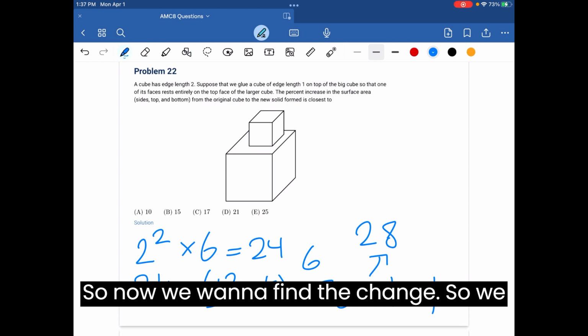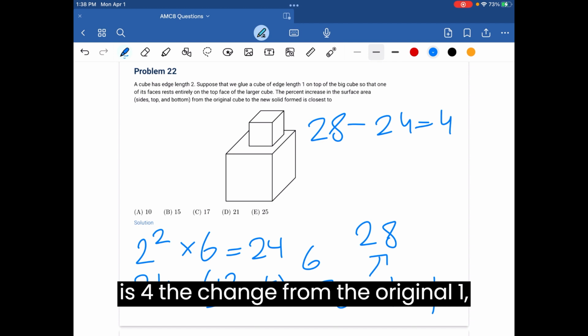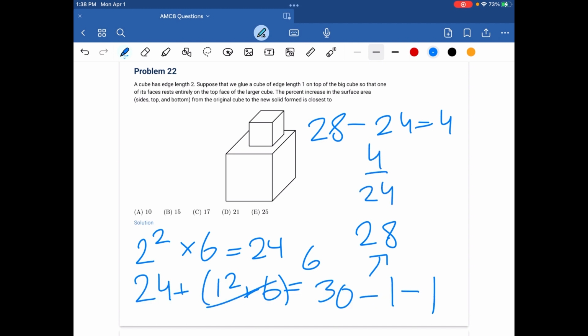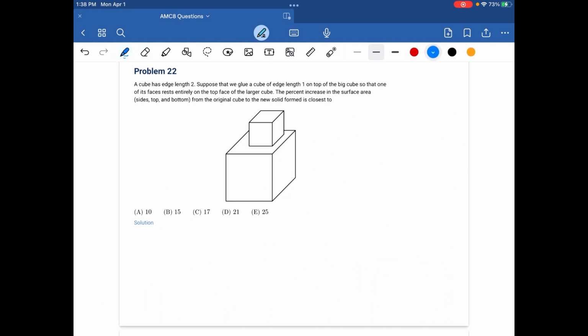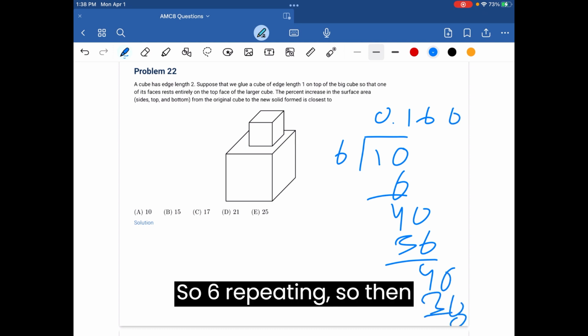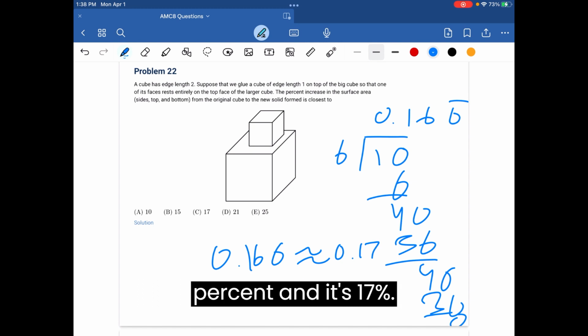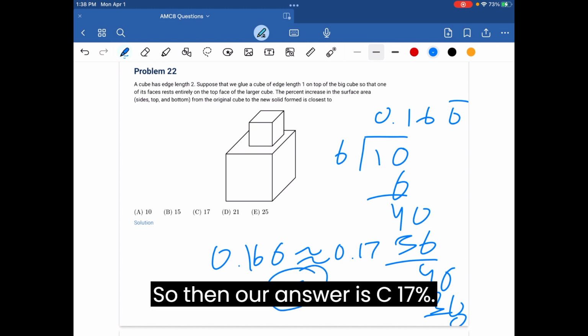So now we want to find the change. So we do 28 minus 24, which is 4. The change from the original one, so 4 over 24, which is 1/6. Now we can use long division to find the percent. So 1 divided by 6 gives 0.166, 6 repeating. So 0.166 rounds to 0.17, times 100 to get a percent, and it's 17%. So then our answer is C, 17%.